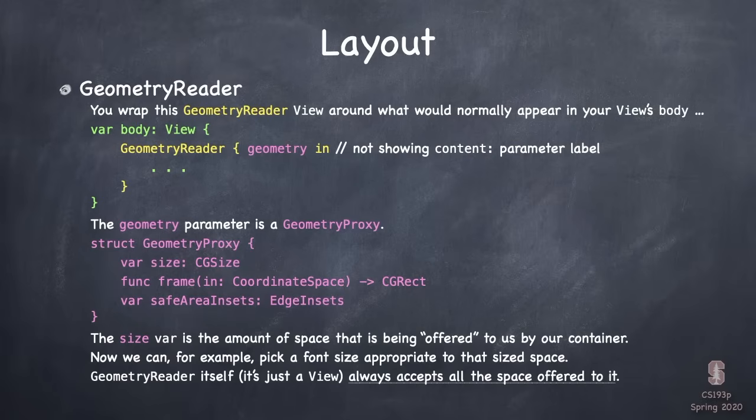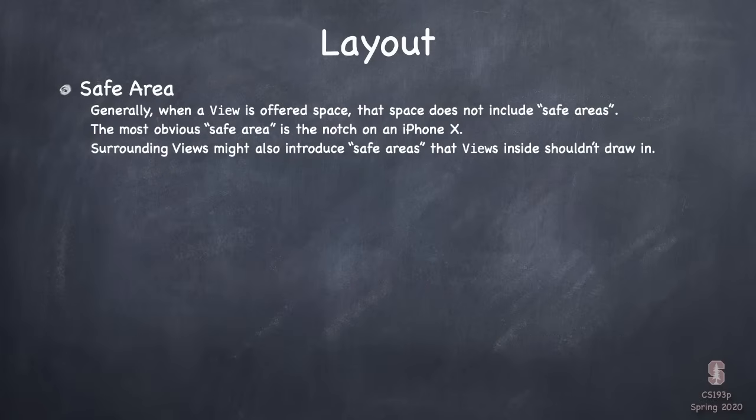It's just reading your geometry. It's called GeometryReader. It reads the geometry and you adapt to it, so you can change your font or things like that. All right, the safe area thing that we mentioned, that the GeometryReader tells you about.